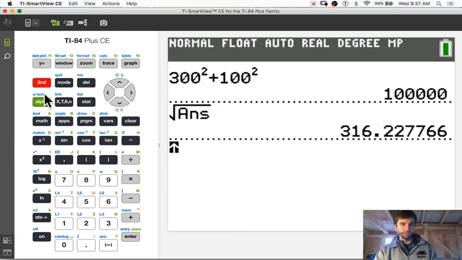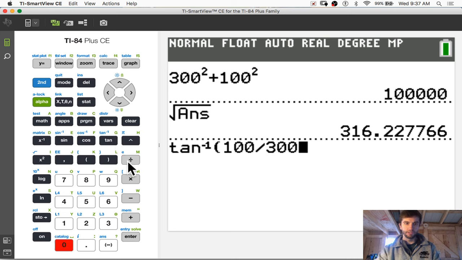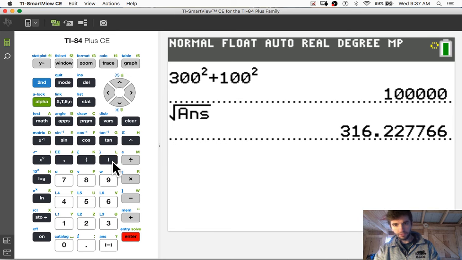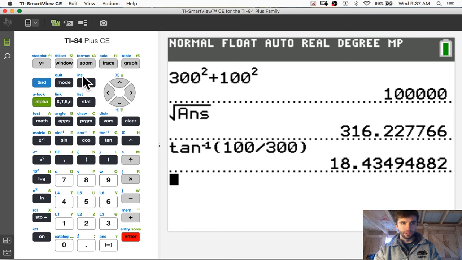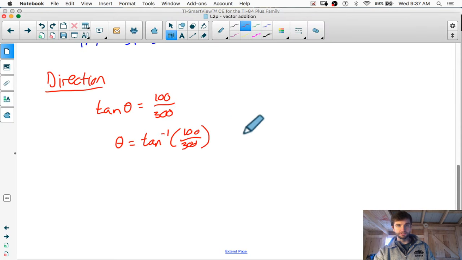So on your calculator, do inverse tan of 100 over 300. And make sure your calculator is in degrees. We're going to work in degrees in this unit. So in degrees, it's 18.4 degrees. So the angle is about 18.4 degrees.